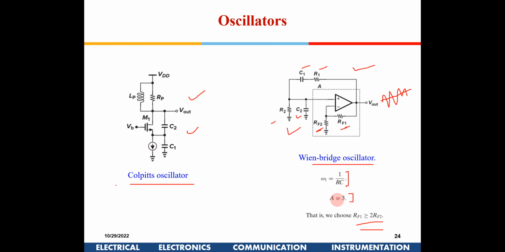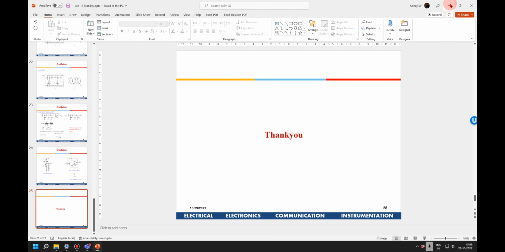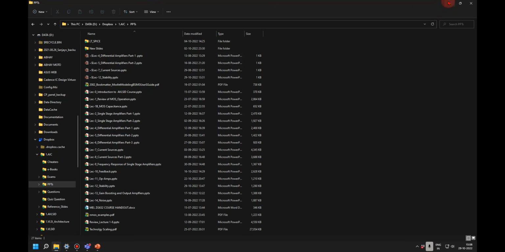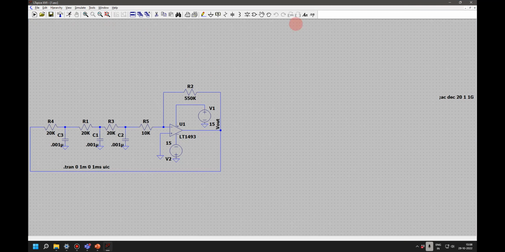If you don't adhere to these 2 conditions, it will not oscillate. Okay, so you can try it out, because unless you do it yourself and try to find out what mistakes you are making, you will not learn. Okay, but I will nevertheless show you one small simulation. See.